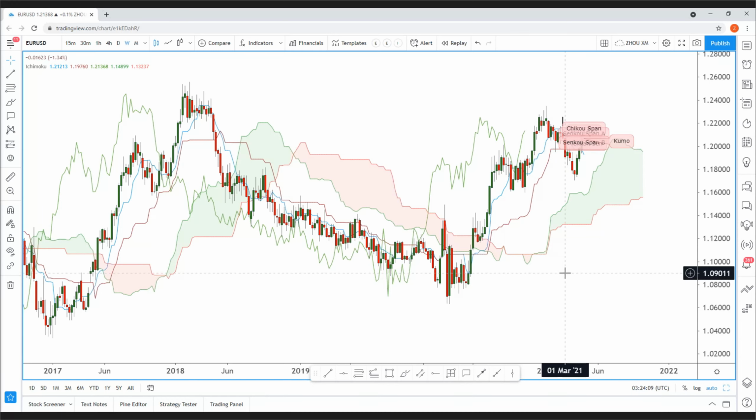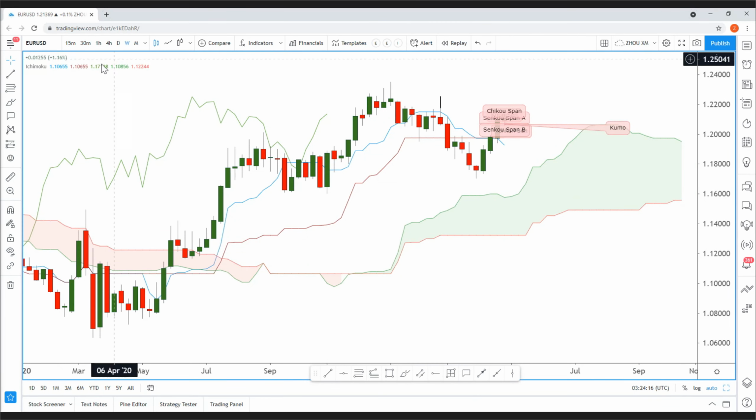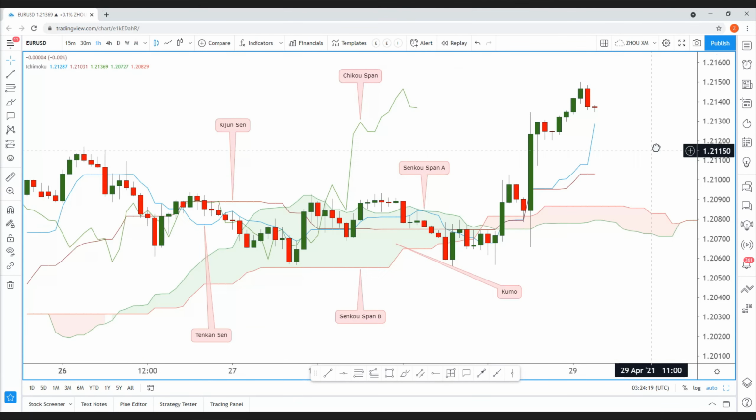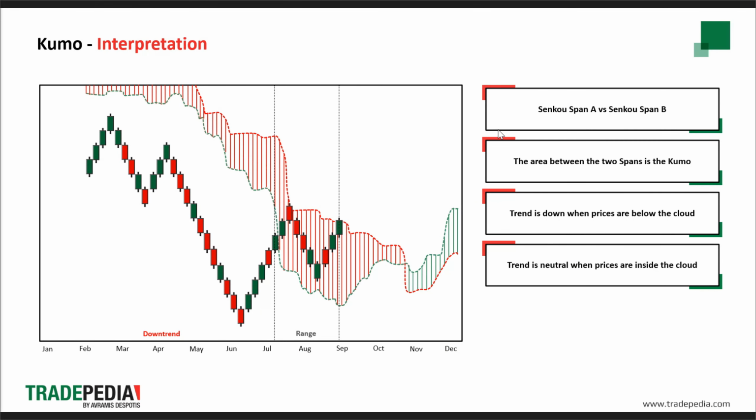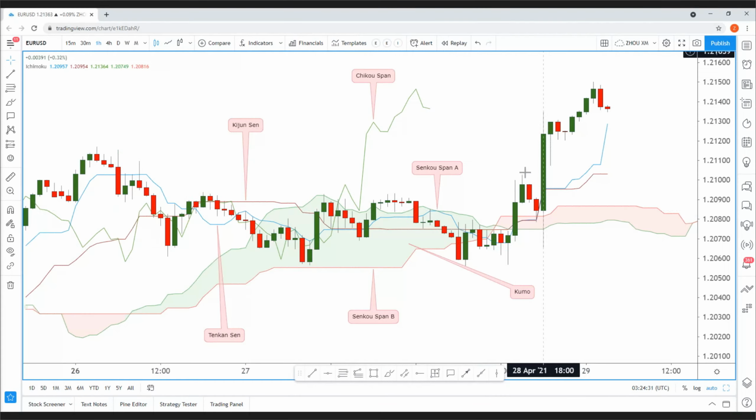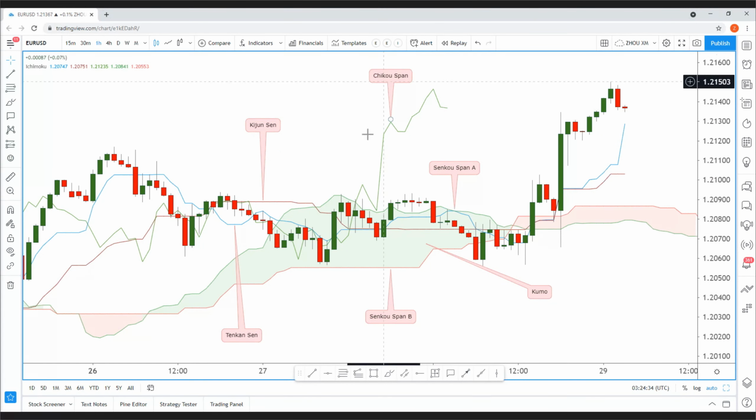All right. So we talked about the thickness, and that is the basics. Now we'll go in depth into the different lines. First we have our Chikou line. Let me interpret the Chikou line. The Chikou span, if you all can remember, is this green line here.